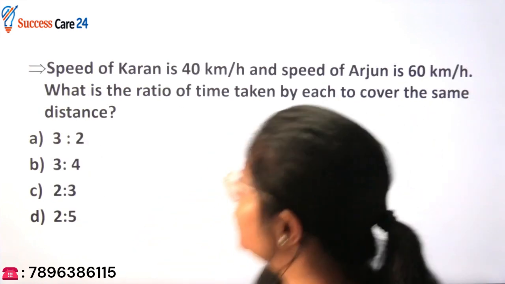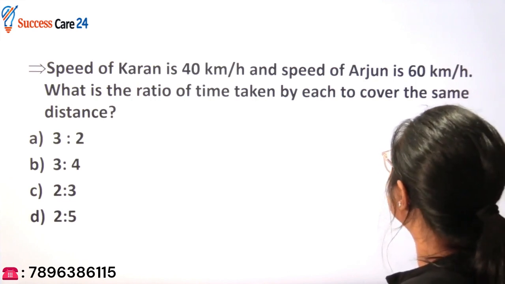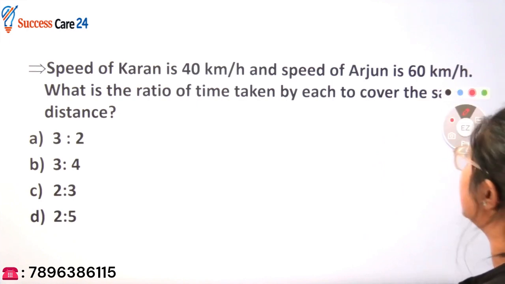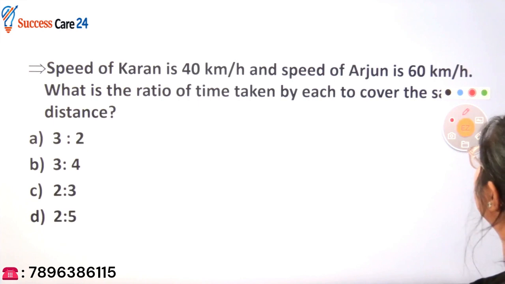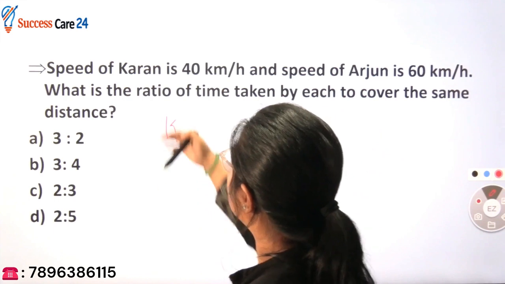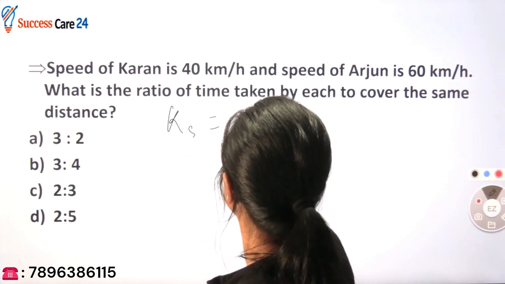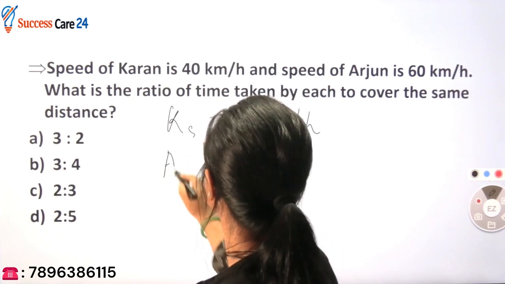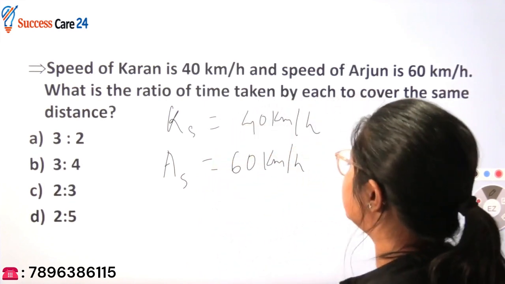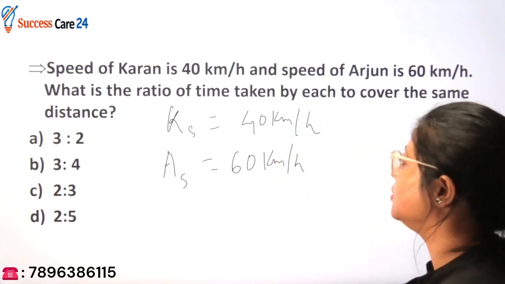So your next question is, speed of Karan is 40 km per hour and speed of Arjun is 60 km per hour. So you are given the speeds of Karan and Arjun. Karan's speed is 40 km per hour and Arjun's speed is equal to 60 km per hour. Now, what is the ratio of time taken by each to cover the same distance? This is one of the simplest questions, isn't it?